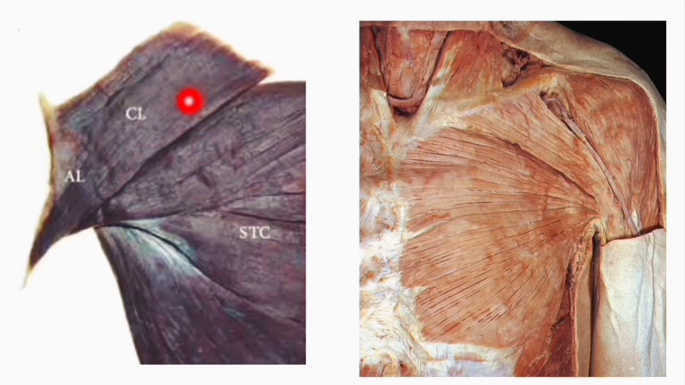Here you can see clearly the two lamina, the anterior lamina and the posterior lamina. This is the clavicular fibers and sternocostal fibers. Here you can see the twisting. The lower fibers go upward and the upper fibers go downwards.